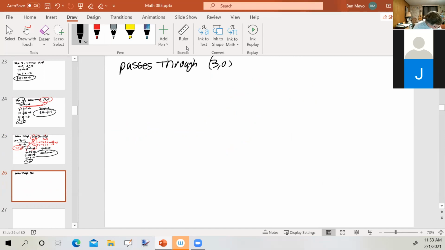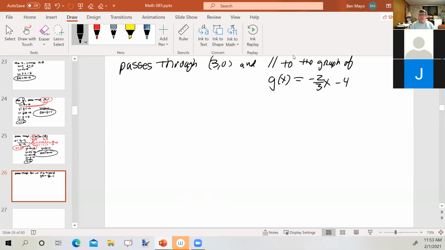Okay, so it passes through the point 3, 0, and it's parallel to the graph of g of x equals -2/3 x minus 4. Okay, parallel lines have the same slope. Since this slope is -2/3, the slope of the new line is also -2/3. So we now know the slope and one of the points on the line.